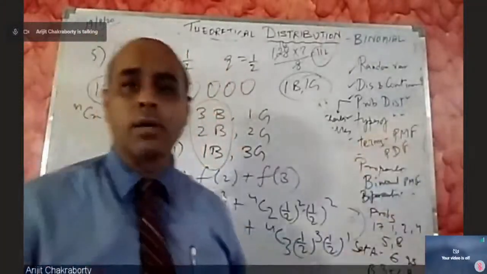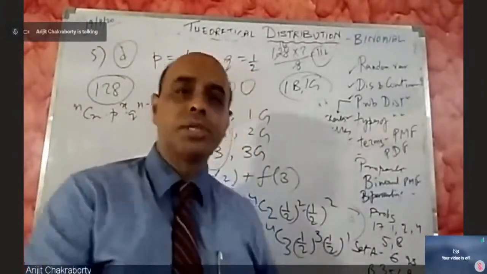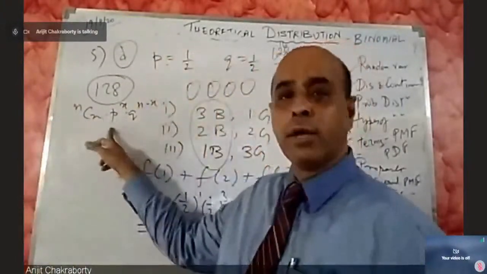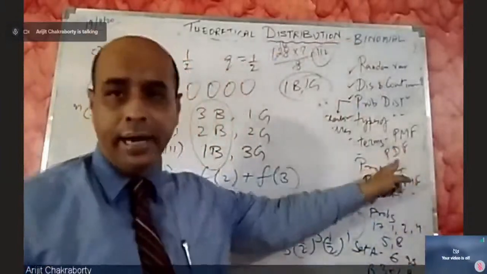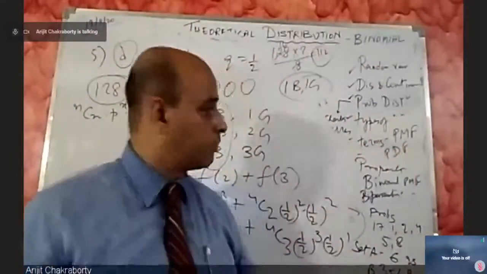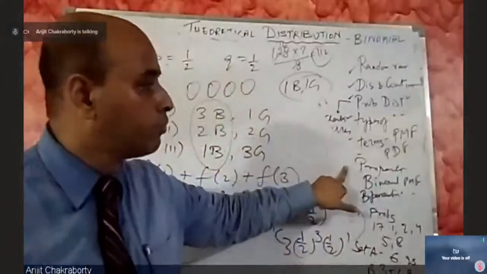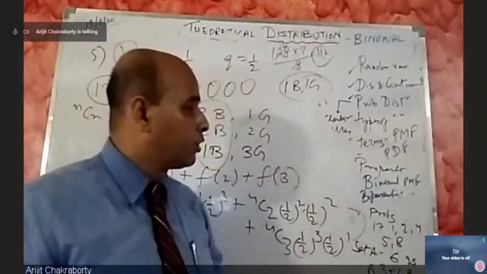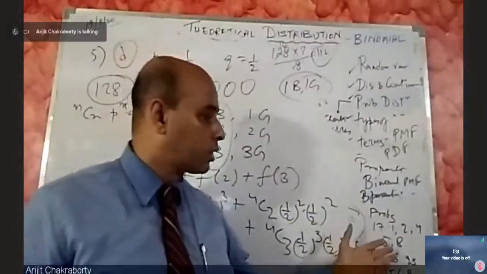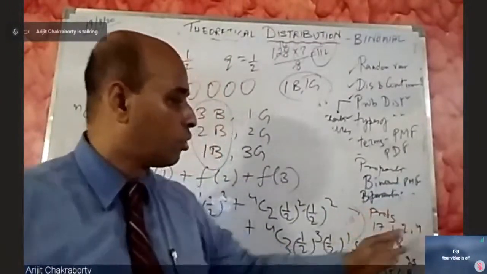We also discussed the probability mass function, which is the formula for binomial and for Poisson, and for normal we use the PDF, probability density function. Then we looked at the property of binomial, the biparametric nature of binomial. Then we did the problems. We took 17, 1, 2, 4, 5 and 8.